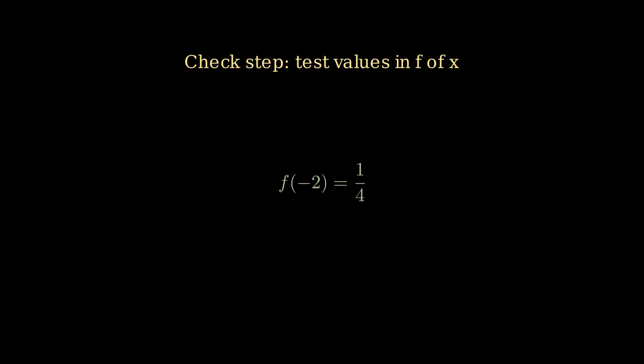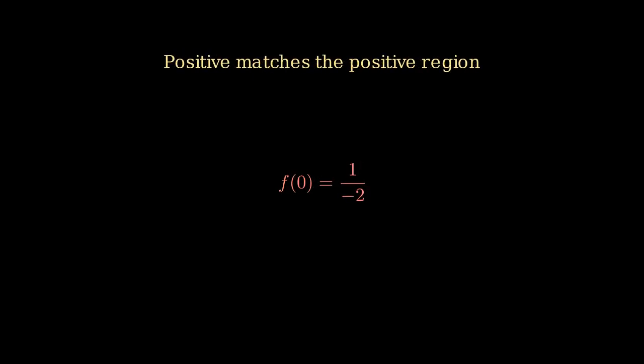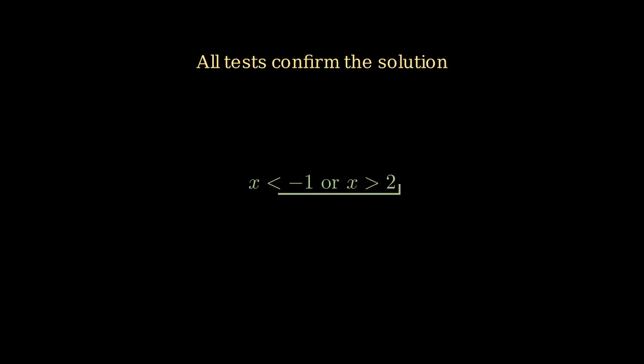At x equals -2, f of x equals 1 divided by 4, which is positive, matching the positive region. At x equals 0, f of x equals 1 divided by -2, which is negative, matching the middle region. At x equals 3, f of x equals 1 divided by 4, which is positive, matching the final region. Every test value agrees with both our sign diagram and our sketch. This confirms the solution x less than -1 or x greater than 2.